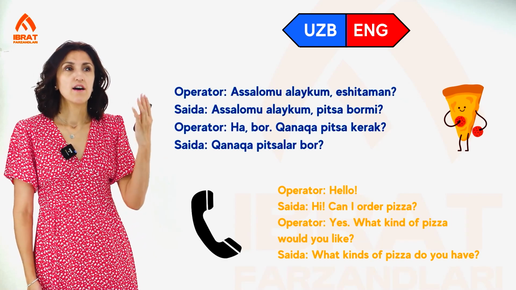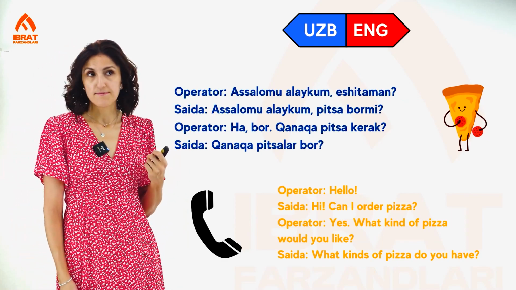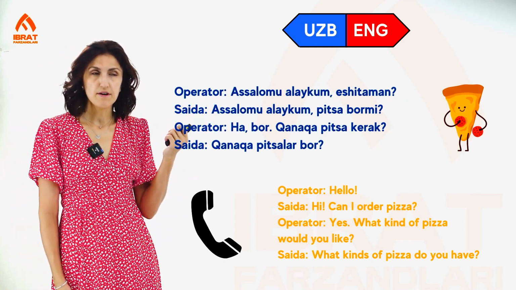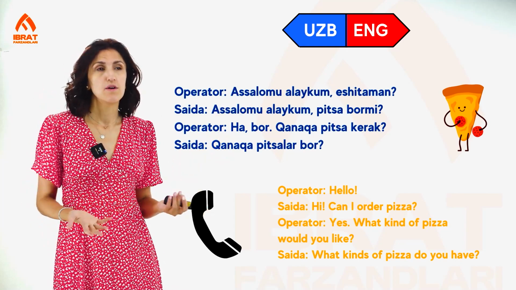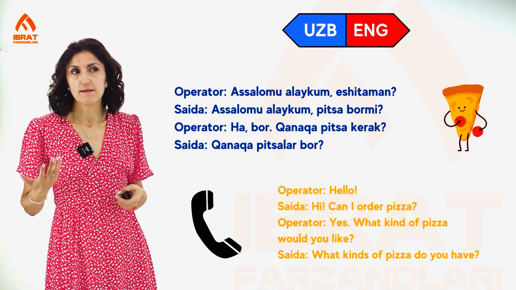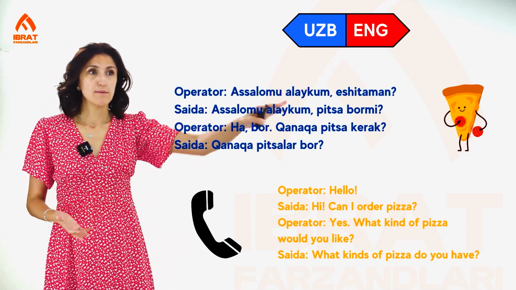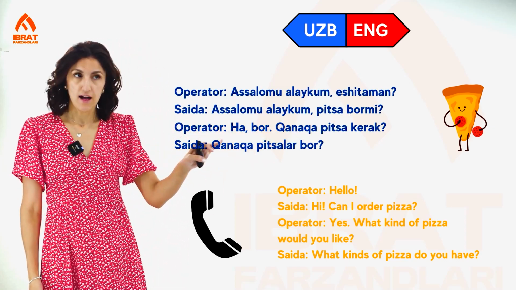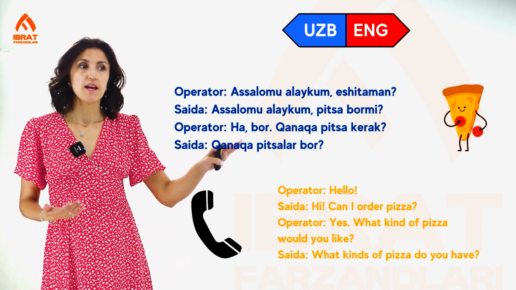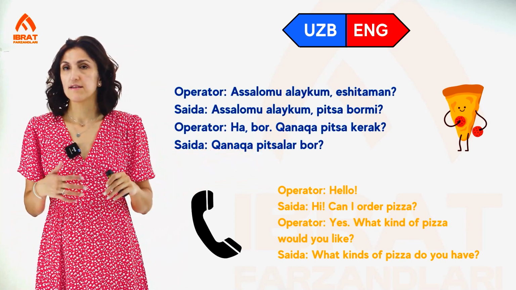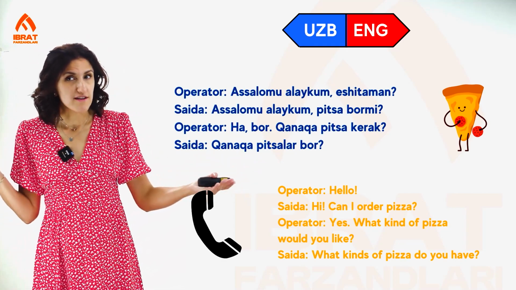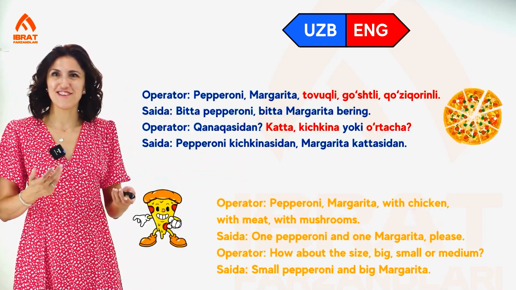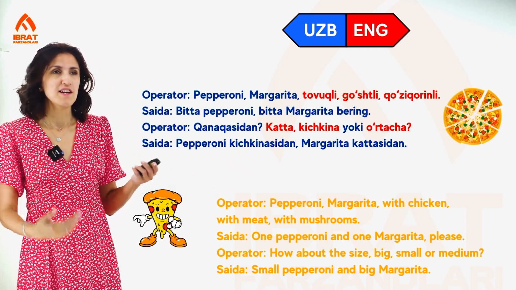Operator is saying, Assalomu alaykum, ishdaman. Assalomu alaykum, pizza bormi? Ishdaman is I'm listening, like hello. Assalomu alaykum, pizza bormi? Do you have pizza? Yeah? Ha, bor. Yes, we do. Qanaqa pizza kerak? What kind of pizza do you need? Qanaqa pizzalar bor? What kinds do you have? Like, maybe I don't even know.